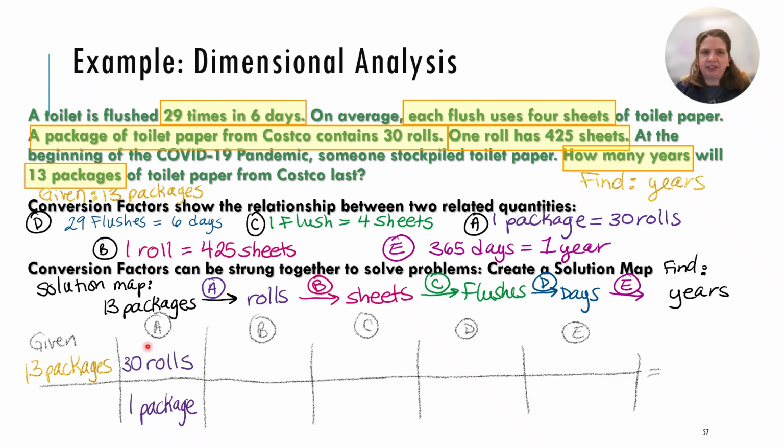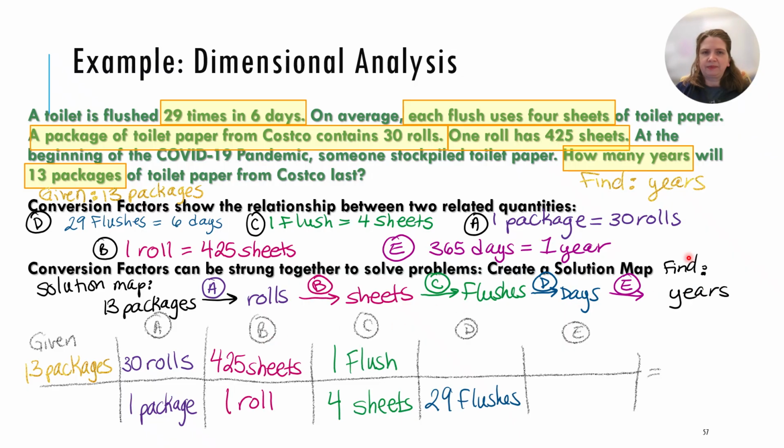We want the same unit in the numerator and denominator so that they cancel out. Our map reminds us about what unit goes in the numerator. Our first conversion factor will put rolls in the numerator. Then sheets will be in the numerator. Then flushes, days, and lastly years. Match the conversion factors to the table.